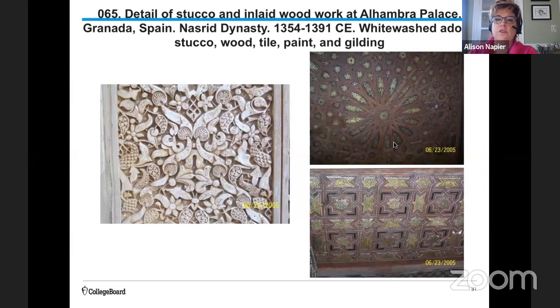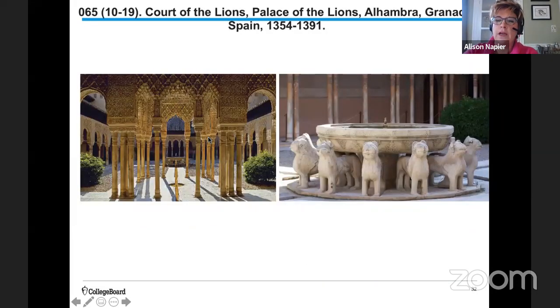Some more examples of stucco work and some of the inlaid bronze wooden ceilings. This whole place, I mean, you were just completely overwhelmed with the beauty of all the detail here. And the Court of the Lions is another one of these exceptional sites on the grounds. It's the main courtyard of the Nasrid dynasty and the Palace of the Lions, as well as the other rooms in this palace were built by Muhammad V.